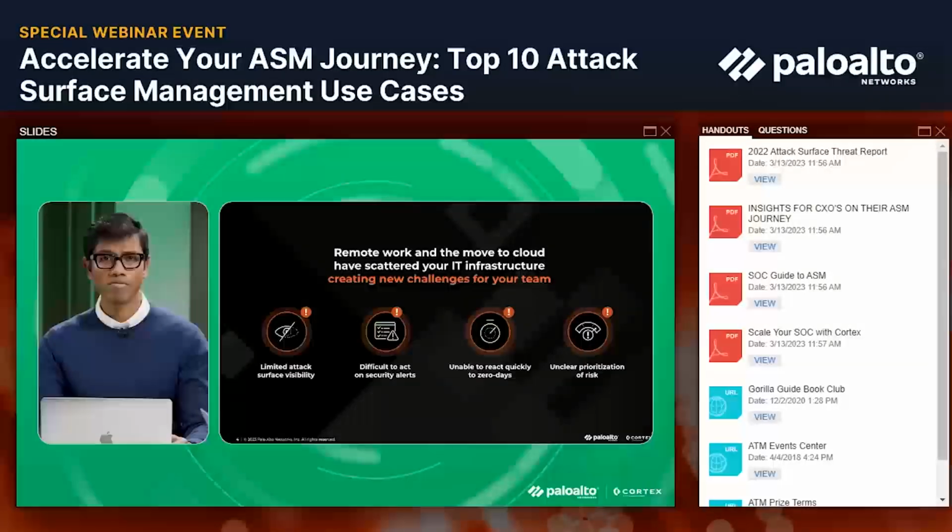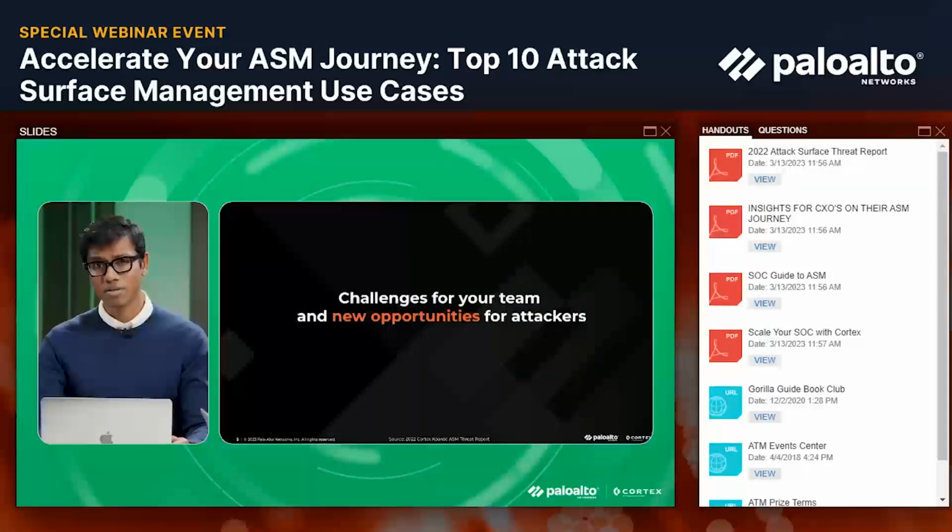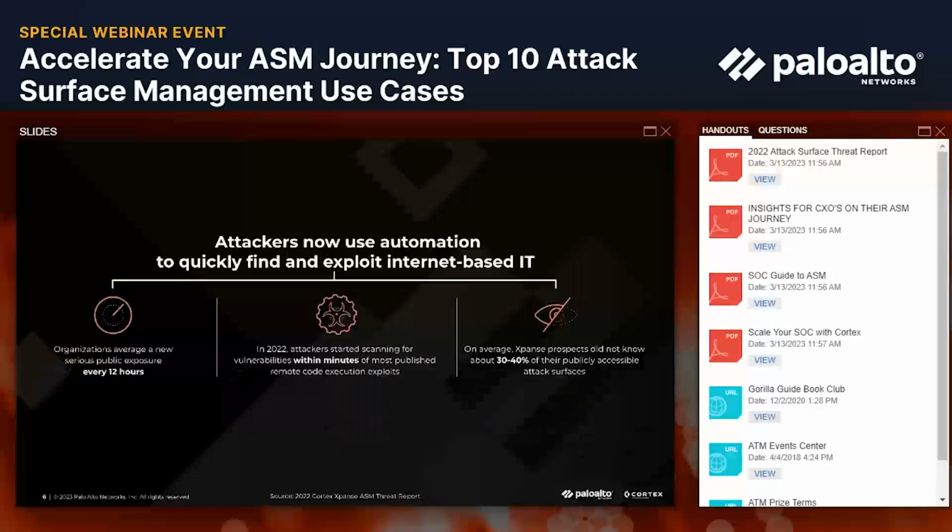And because of all of these challenges, your attackers have new opportunities. Our research indicates that extremely large organizations have one new serious exposure on the public internet every 12 hours. And if you look at attackers in 2022, against most published remote code exploits, they were beginning to scan for vulnerable assets within minutes.